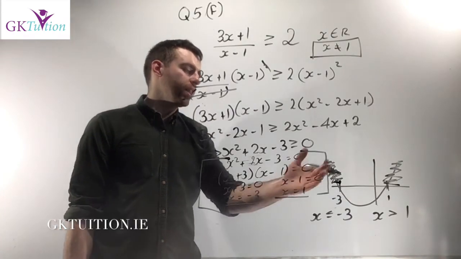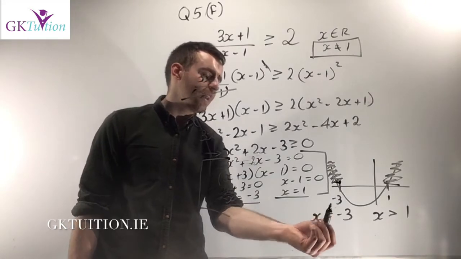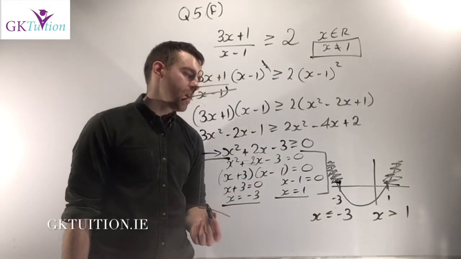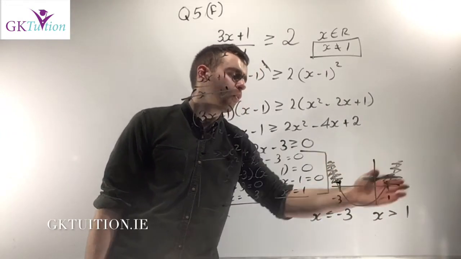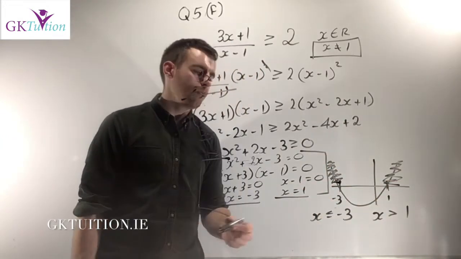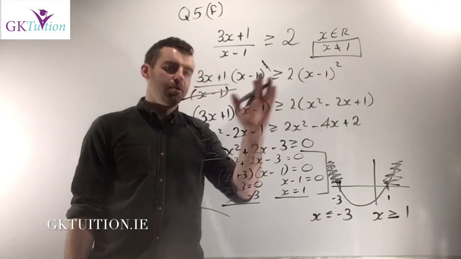For the first one, it's when x values are to the left of minus 3, or in other words, when x is less than or equal to minus 3. And the second one is when x values are bigger than 1 or to the right of 1, and it's when x is greater than 1. Notice that we don't put in the equal to there because x cannot be equal to 1.